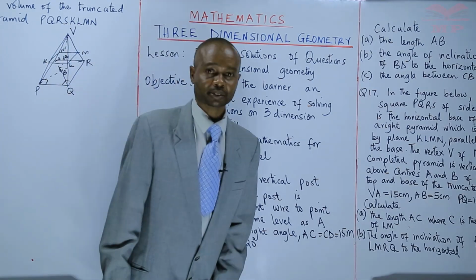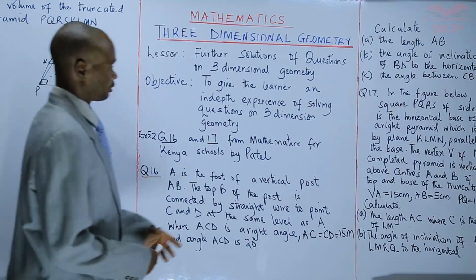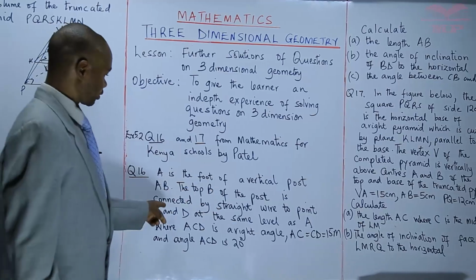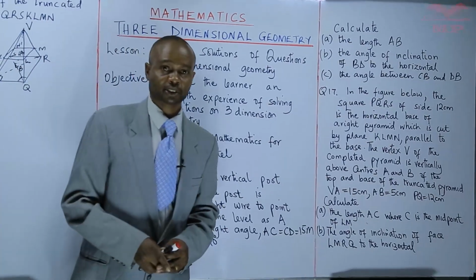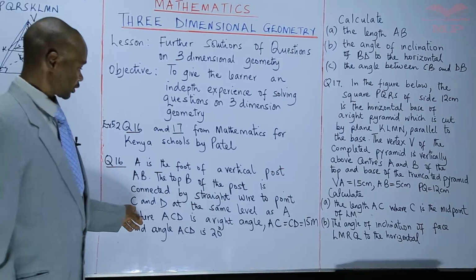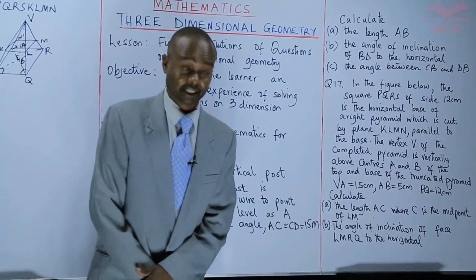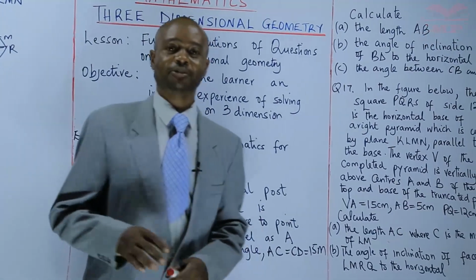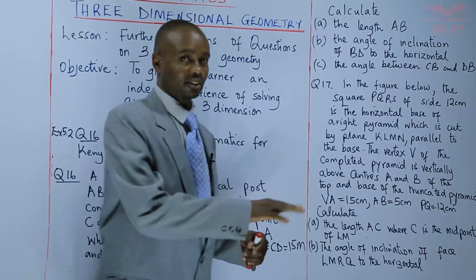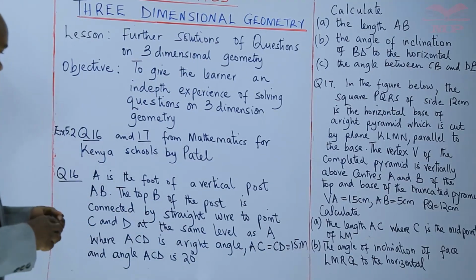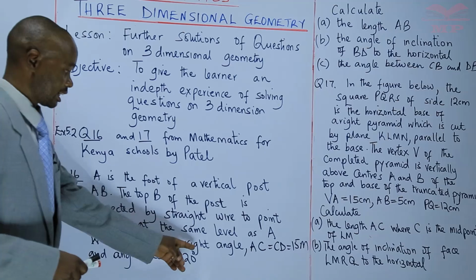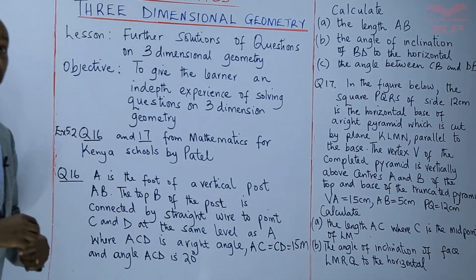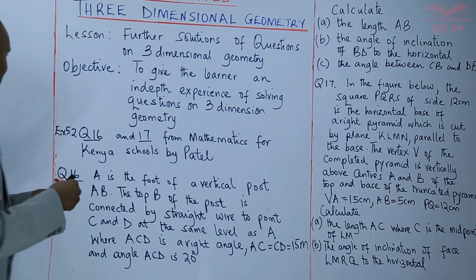Question 16. A is the foot of a vertical post. The top B of the post is connected by straight wire to points C and D at the same level with A. It means the points are at the same level with A. Where ACD is a right angle and AC equals CD is 15. So the best you can do in such a question is sketch something to help you.